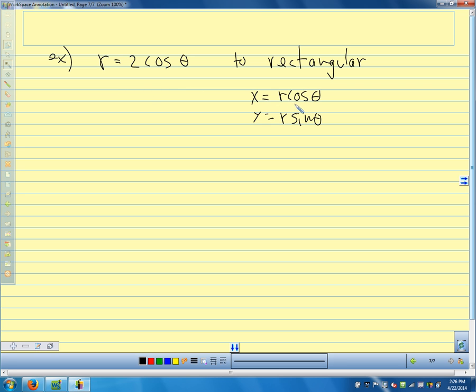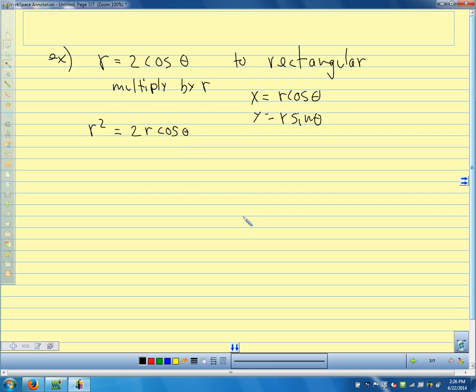What is the r doing to the cosine? Adding, subtracting, multiplying, dividing. Multiplying. Let's multiply everything by r. That's one way to get an r cosine theta there. Multiply both sides by r. R squared equals 2r cosine theta.